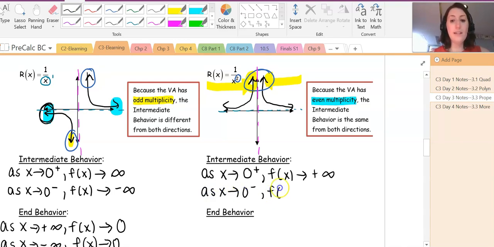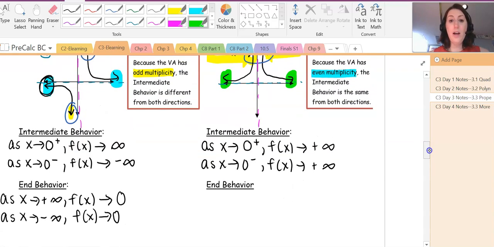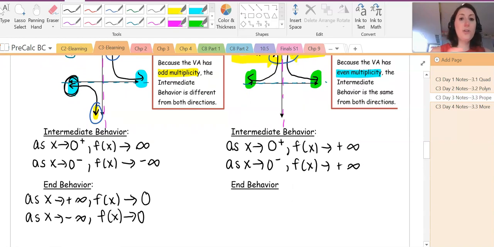So f of x is still approaching positive infinity. All right, now for our end behavior, your arrows are still just approaching this horizontal asymptote of y equals 0. So your end behavior will be the exact same thing.